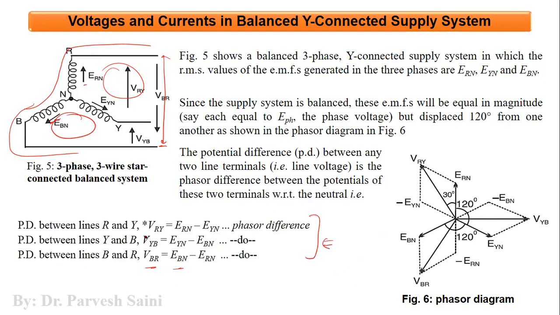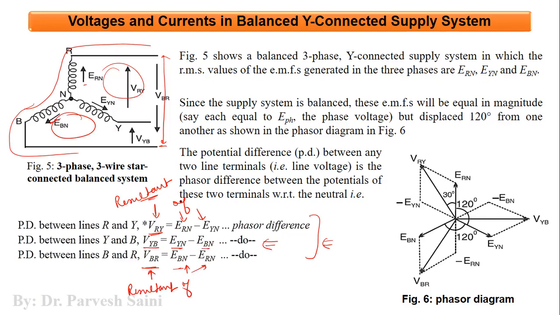So what does it mean? It means that VRY is the resultant of these two voltages. Similarly, VBR is the resultant of these two voltages, and the same is with this one also. VYB is also the resultant of EYN and EBN.